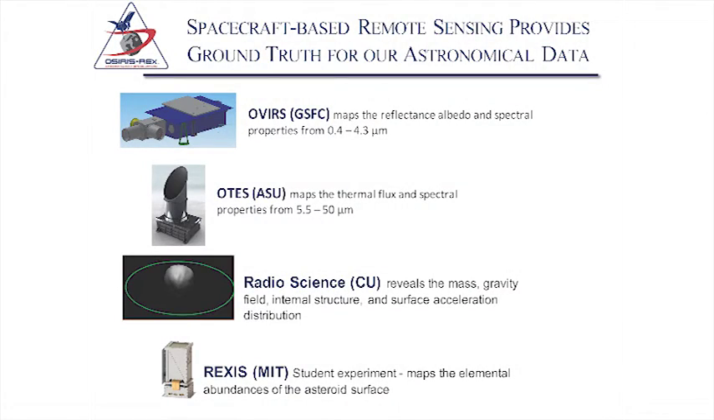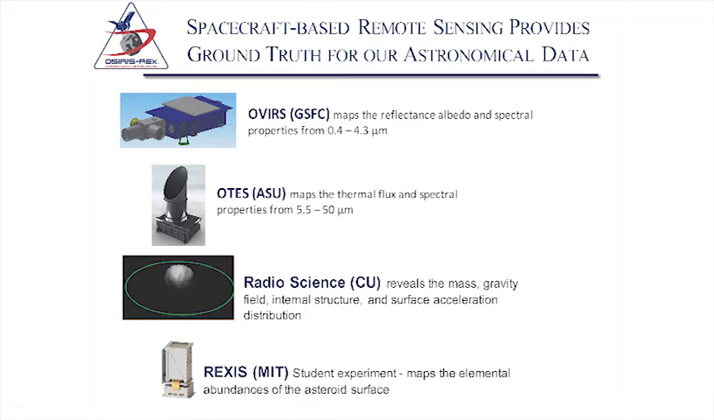The next 2 instruments are our spectrometers. One is a visible and infrared spectrometer provided by Goddard Space Flight Center, and the other one is the thermal emission spectrometer. Both of these instruments will characterize the composition of BENNU, and the thermal emission spectrometer, OTIS, will also measure the temperature information, where I was referring earlier to the Yarkovsky effect, and the amount of thermal energy and how that can change orbits over time. We'll get that information from OTIS.